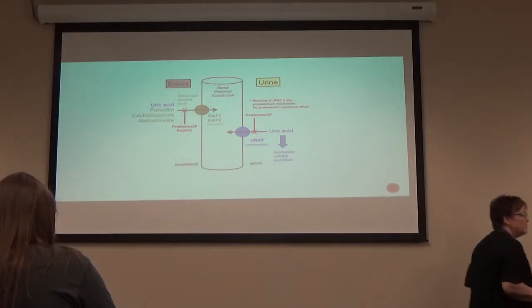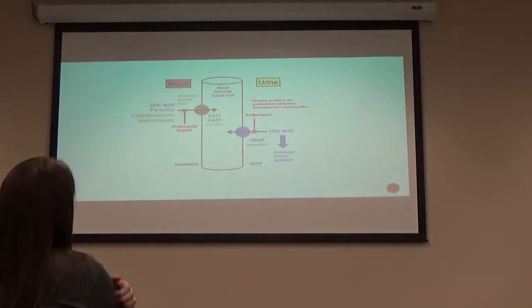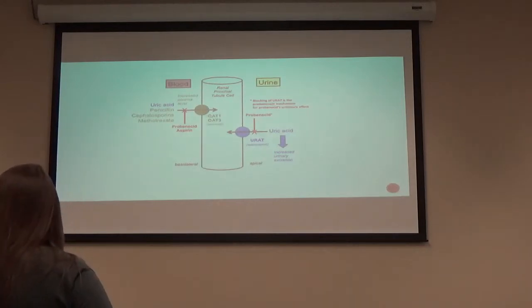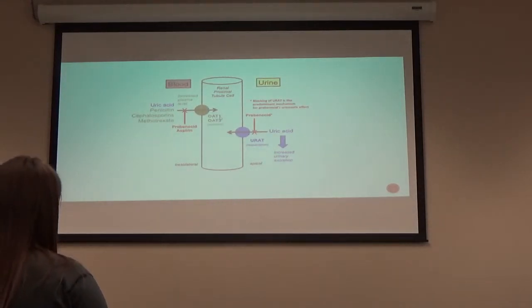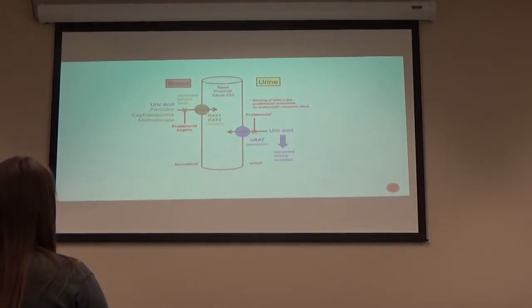So what I want you to appreciate here is you've got these cation and anion transporters, and there's a multitude of them in these tubules. They are moving stuff back and forth all the time. The two that are important to us are the urate and the OAT receptors.